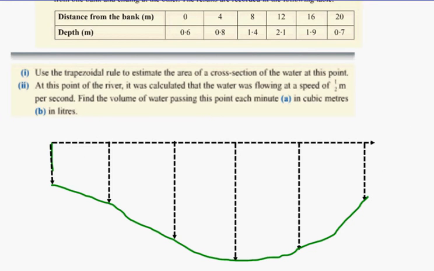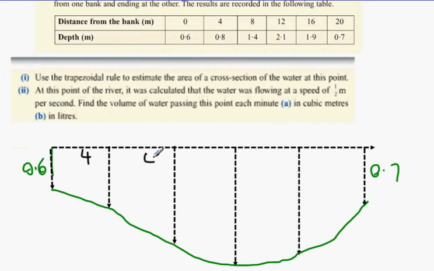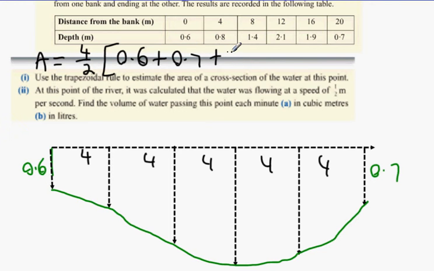Look, it's 0.6 at the start, 0.7 is the end, and you know the formula. It's width over 2. So what's the width of each one? The width is 4, so to go across is 4. So the area is the trapezoidal rule. Area equals width over 2, which is 4 over 2, brackets. The first is 0.6, the last is 0.7, plus 2 times the remaining, which is 0.8, plus 1.4, plus 2.1, plus 1.9, close bracket.